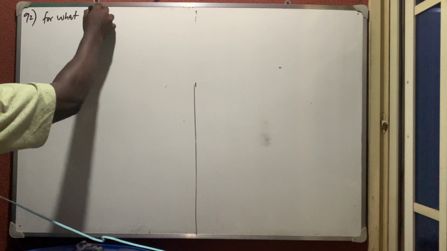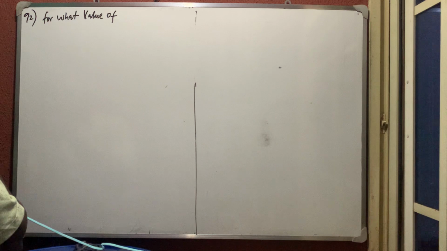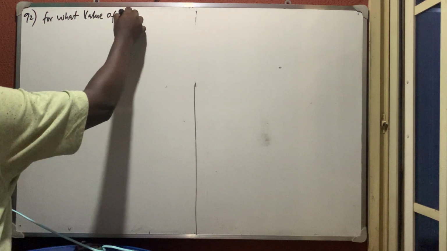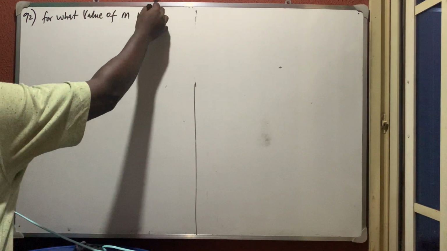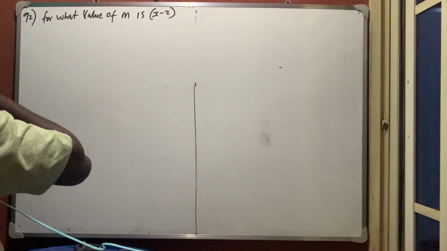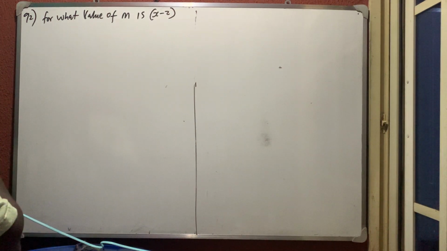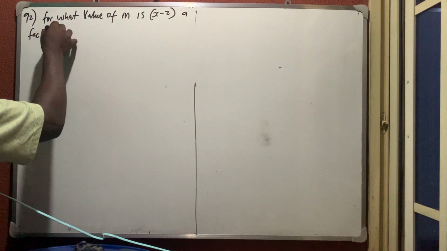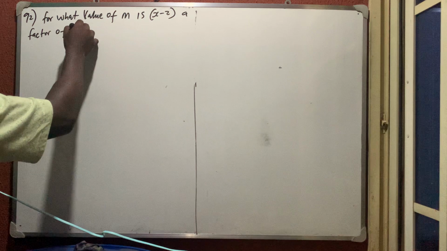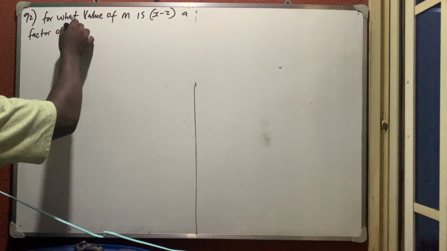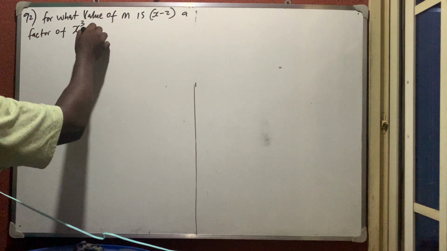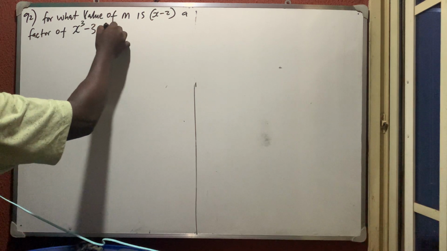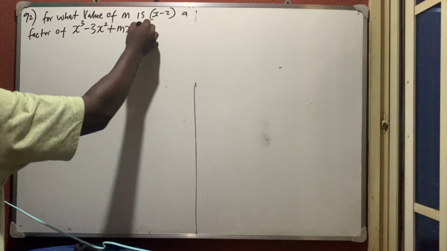For what value of m is x minus 2 a factor of x cubed minus 3x squared plus mx plus 2m.